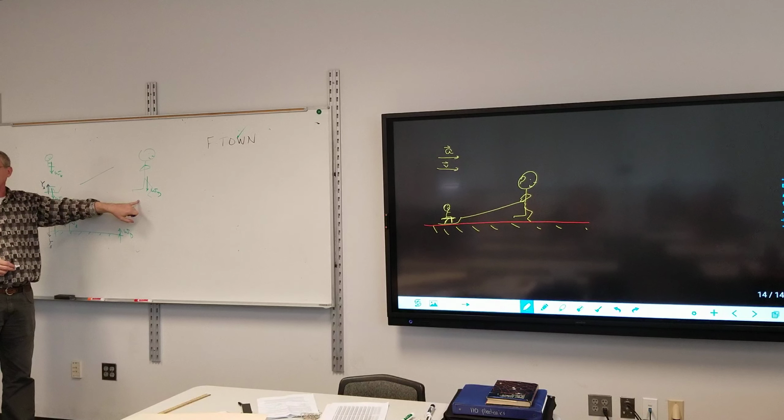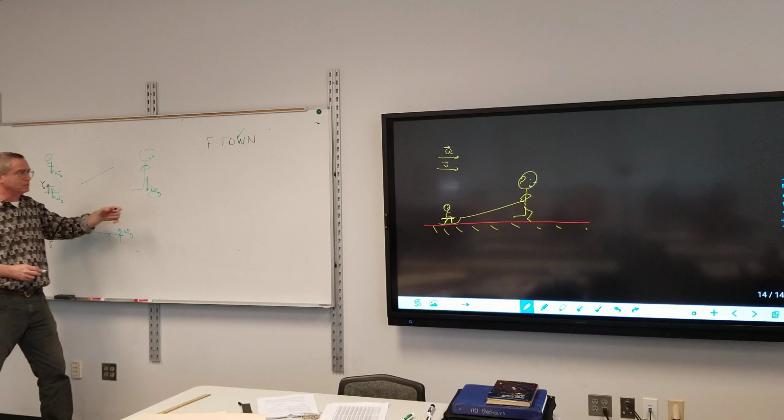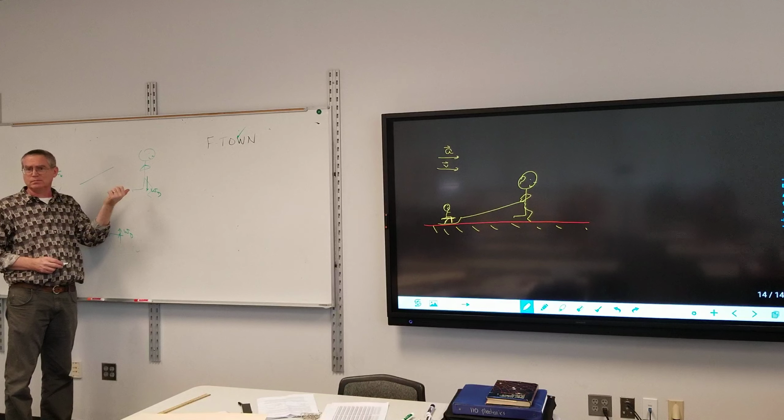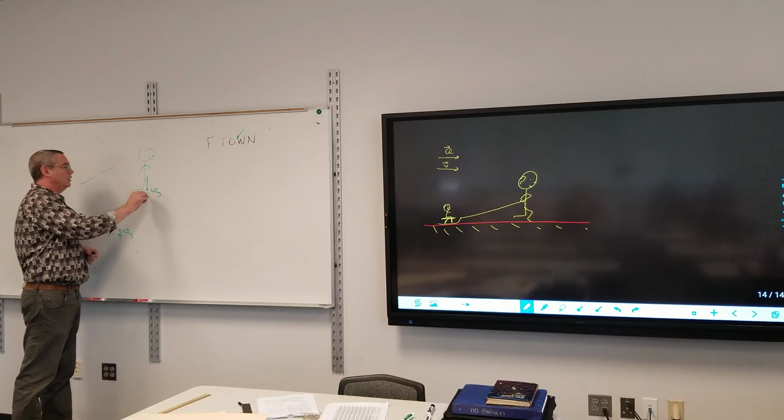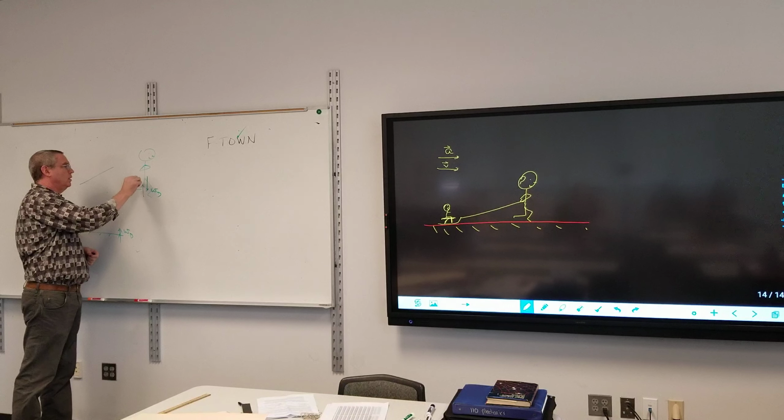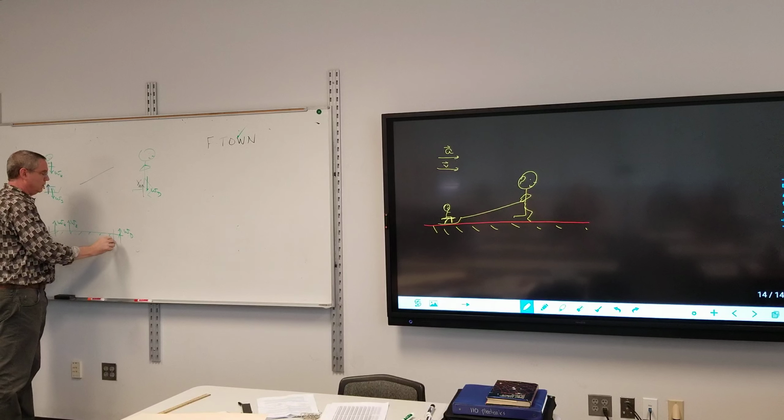Did you want to stand up? Go, Robert, my turn. All right, so which way is it acting on the dad? Up on the dad, down on the ground. Okay. This is what leaves the footprint.